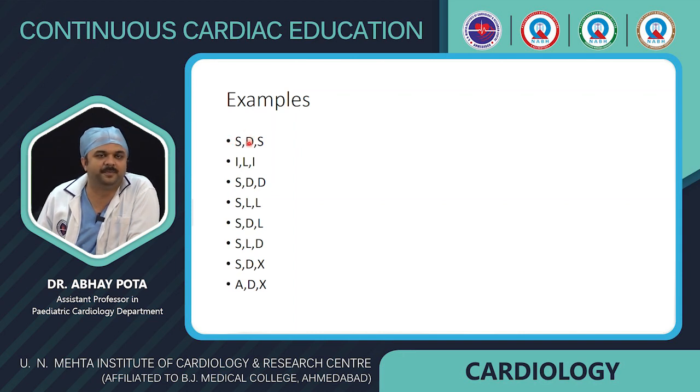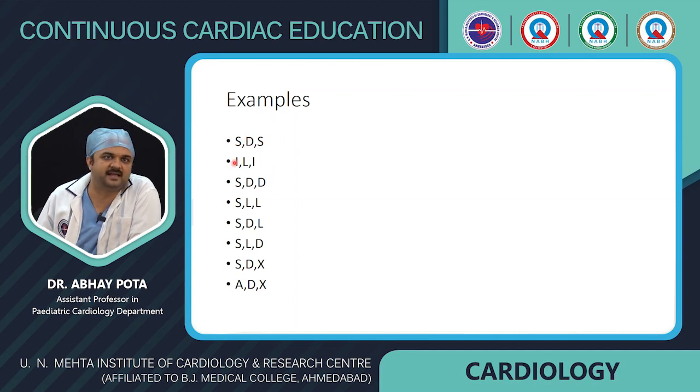The next letter is for looping. D looping means that the RV is on the right of the LV. This S is again for normal, but this is for great vessel relationship. So this is for visceroatrial situs, this one is for ventricular looping, and this one is for great vessel relationship. Here S means that the great vessels are normally related. Now the next example is ILI. Our normal hearts have SDS, that is situs solitus, D loop ventricle and normally related great arteries.